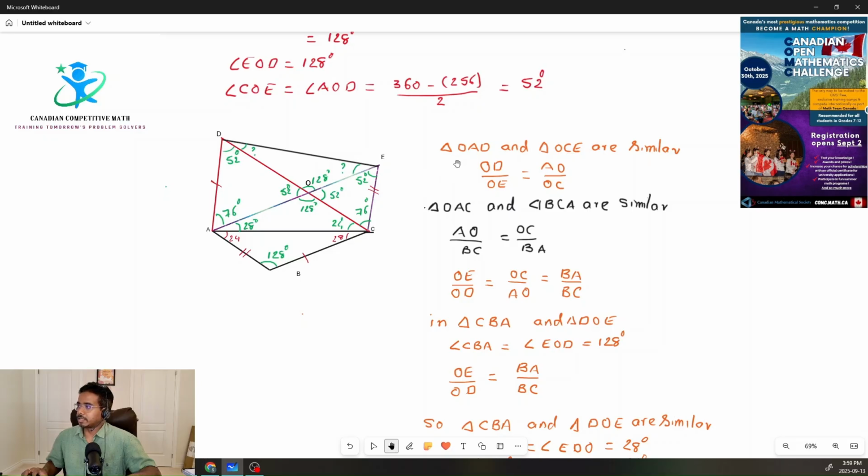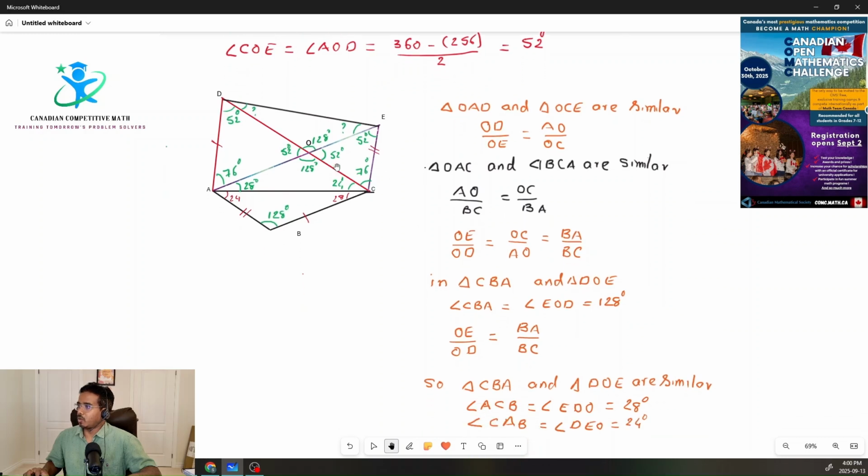Right. From this we can see that triangle OAD and triangle OCE are similar because the angles are 52, 52, 76 in this triangle, 52, 52, 76 in this triangle. So OD by OE, which is opposite to 76, is equal to AO by OC, which is opposite to 52 degrees. AO is opposite to 52, OC is opposite to 52.